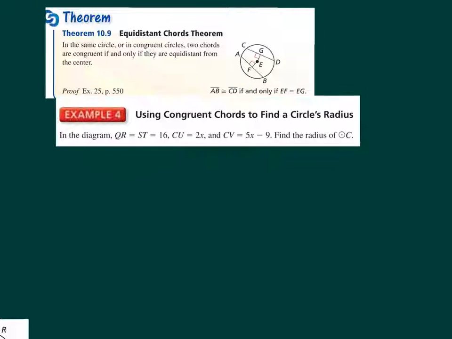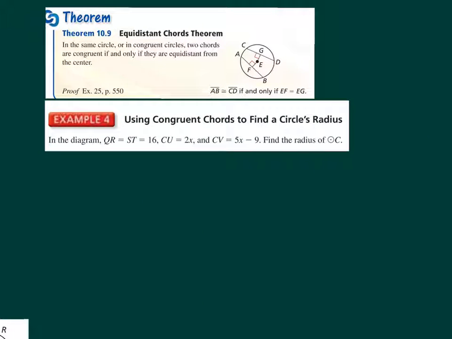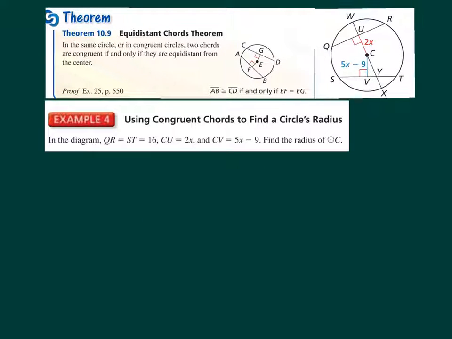If we look at example 4 here, it says in the diagram we are given the fact that, and oh, I apologize, here's the diagram it's talking about. It's saying that QR and ST are both 16, and that CU is equal to 2x. It gave that to us and it drew it in there, and CV is equal to 5x plus 9.